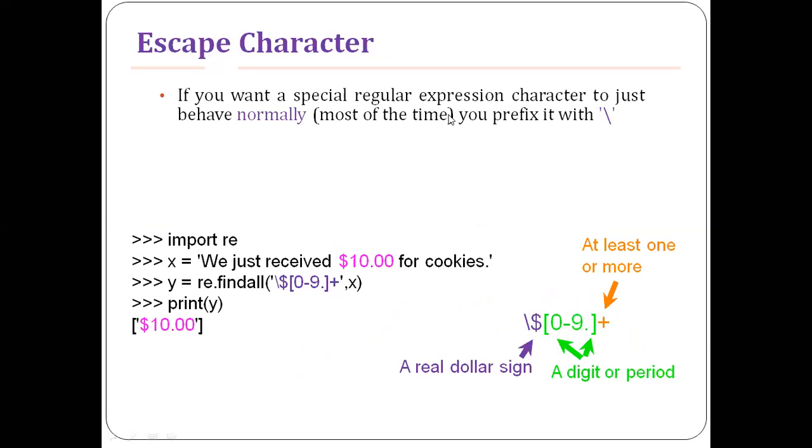If you want a special regular expression character to just behave normally, most of the time you prefix it with a backslash, right? To put it very simply, if you want to include meta characters in your regular expression, you must prefix the meta character with the backslash. So how does it look? If you want a special regular expression character to just behave normally, most of the time you prefix it with the backslash symbol.